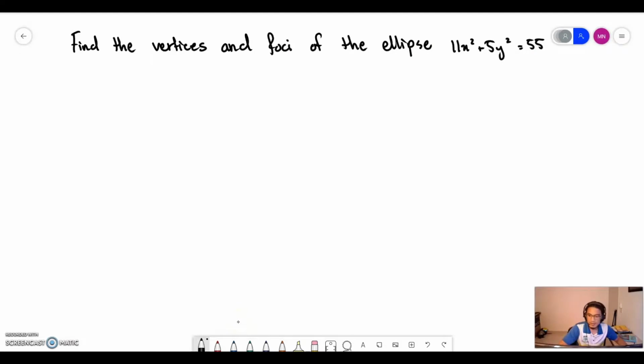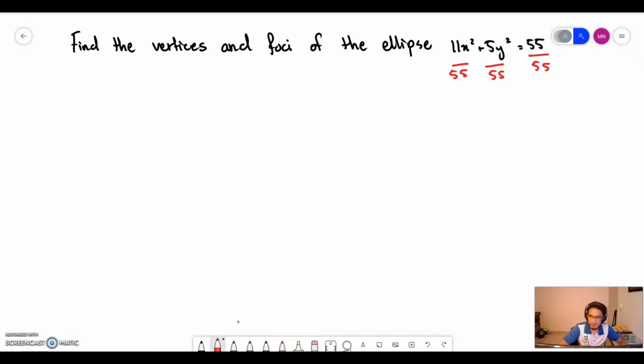Okay, so now we have one more example for ellipse. Given the equation 11x squared plus 5y squared equal to 55, we want to find the vertices and foci for this ellipse. Firstly, this equation is not in the standard form of ellipse. The standard form of ellipse must be equal to 1. So in order to change the right side equal to 1, we must divide it by 55.